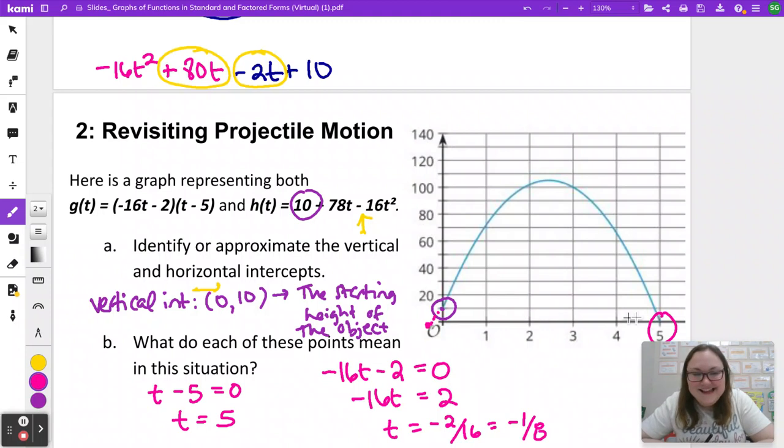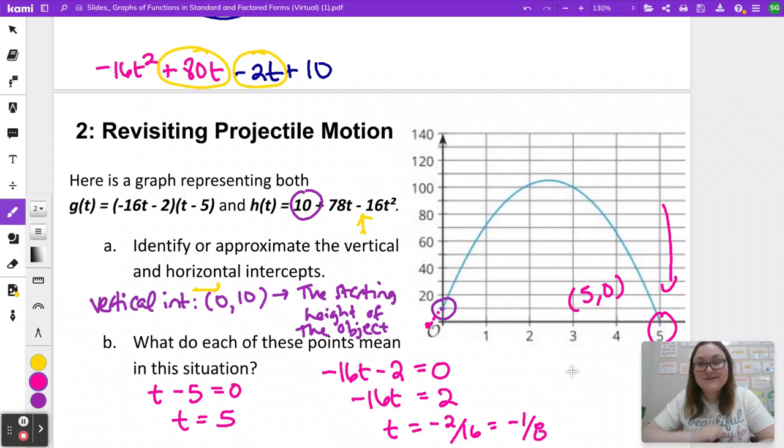We see the x-intercept, or the horizontal intercept, at 5, and what does that mean? Well, t equals 5 means we're talking about 5 seconds. And what's so special at 5 seconds? Well, at 5 seconds, that point is at (5, 0). It means at 5 seconds, 0 is the height. It means at 5 seconds, that is when the object hits the ground. This other one doesn't make sense because you can't have a time of negative 1/8 of a second. And so that's why we're only showing this positive horizontal intercept.